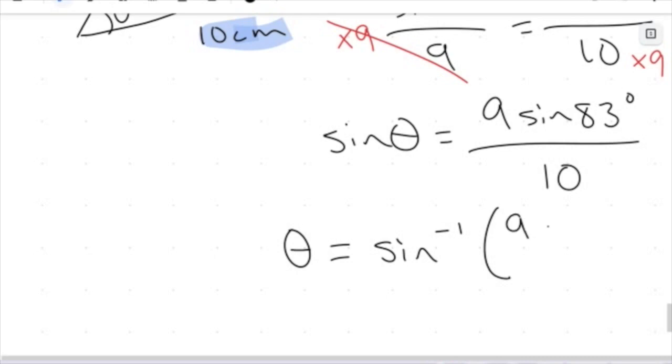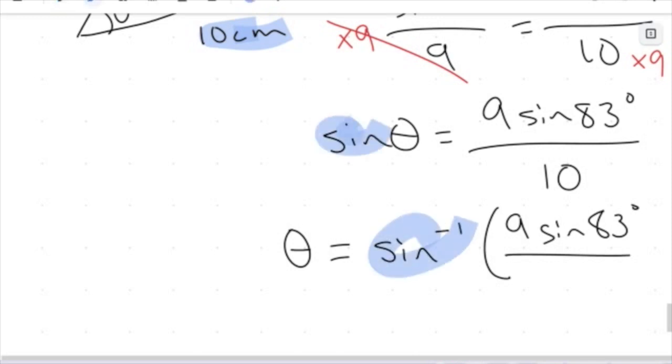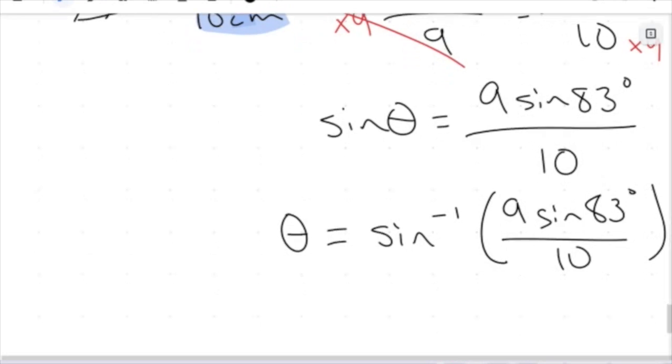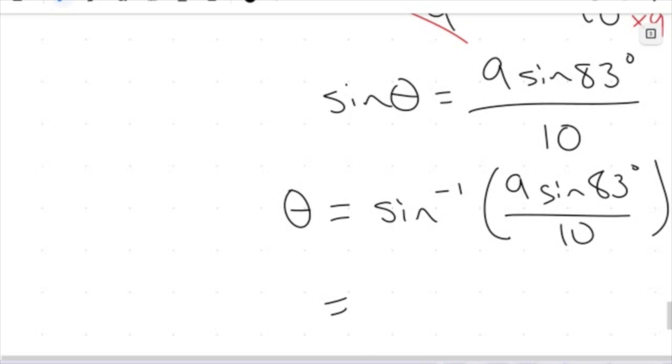We've talked about this at length before in earlier trig. So I'm taking the inverse of sine in order to get rid of the sine next to my theta, and I get 10 on the denominator here. When I put this into my calculator, I'm going to get an angle value of about 63.3 degrees. Now, let's pause for a minute.